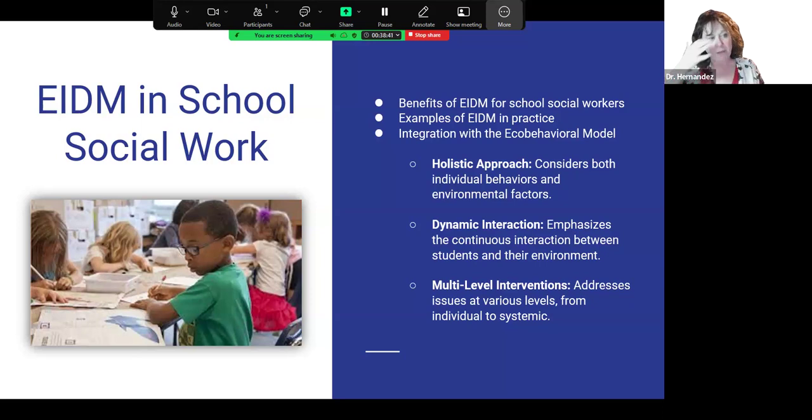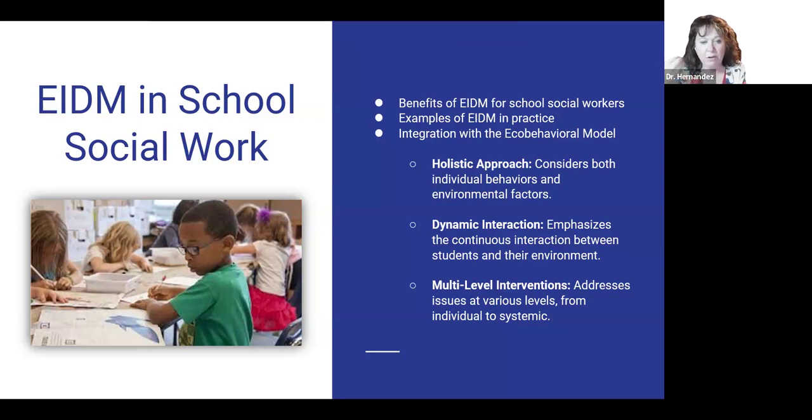So we'll talk about the ecological model in the next couple of weeks. So how does the EIDM align with the eco-behavioral model? It's a very holistic approach. So EIDM aligns with the eco-behavioral model by considering both individual behaviors and environmental factors. So for example, when selecting interventions, the social worker can take into account the student's home environment, the peer influence, the school climate. You do the same thing in the EIP, right?